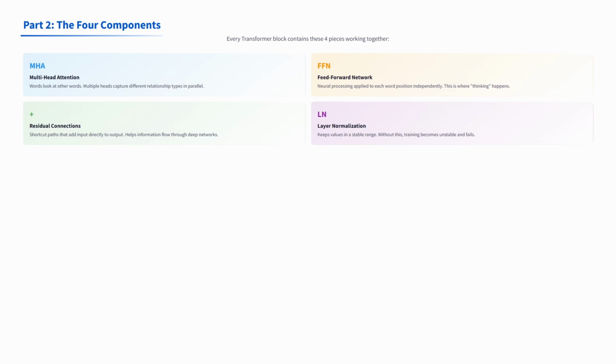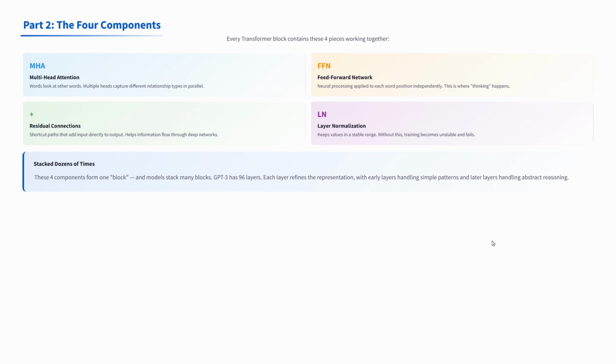Fourth is the final layer normalization. This keeps all the values in a stable range during training. Without normalization, training becomes unstable and fails completely. These 4 components form one block, and the model stacks many of these blocks. For example, GPT has 96 layers, each layer built on the previous one, with early layers handling simple patterns like grammar and deeper layers handling abstract patterns like reasoning and meaning.